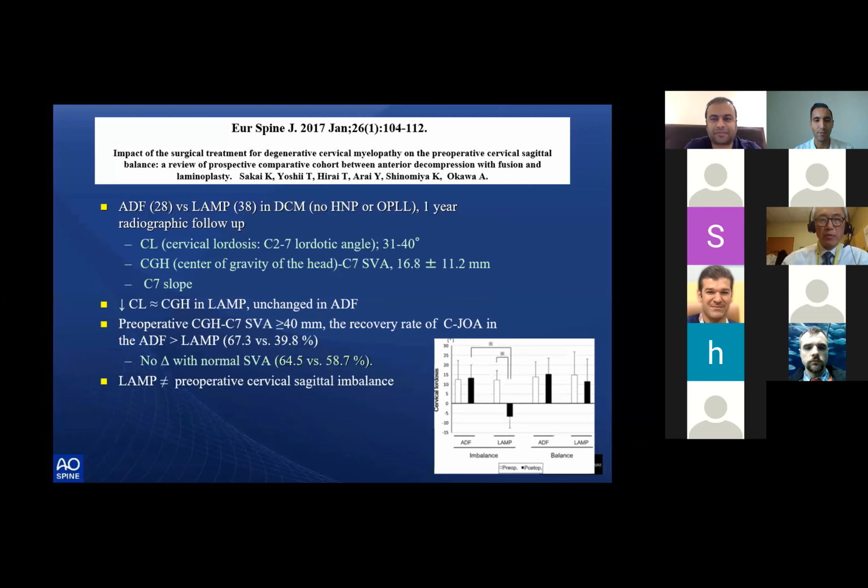So what about this paper in 2017 that compared discectomy fusion versus laminoplasty in degenerative cervical myelopathy patients? Definitely there is higher neurologic improvement with the ADF in patients with SVA compromise. However, if you don't have any SVA problem, the results are the same. Therefore, the conclusion was if you have preoperative sagittal imbalance, you should not be doing laminoplasty. I think we all agree with that.